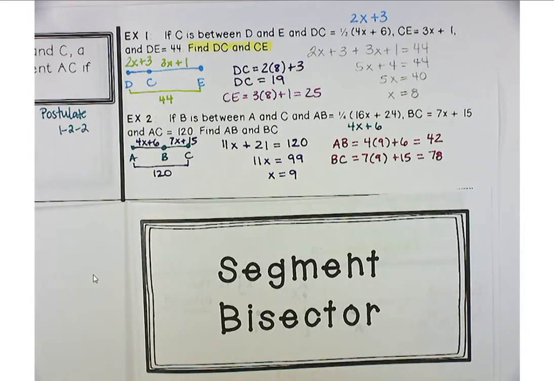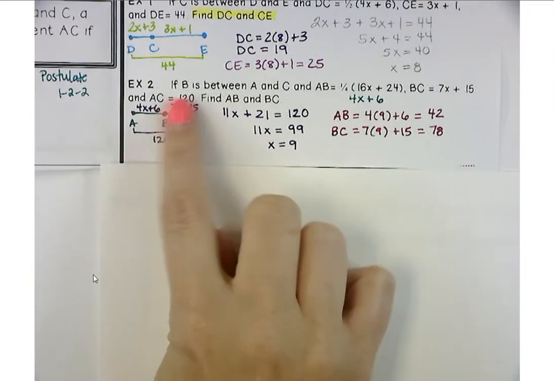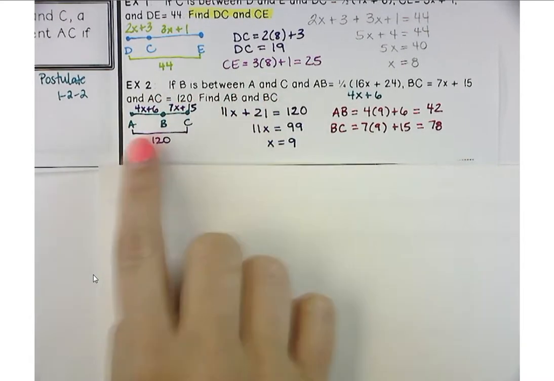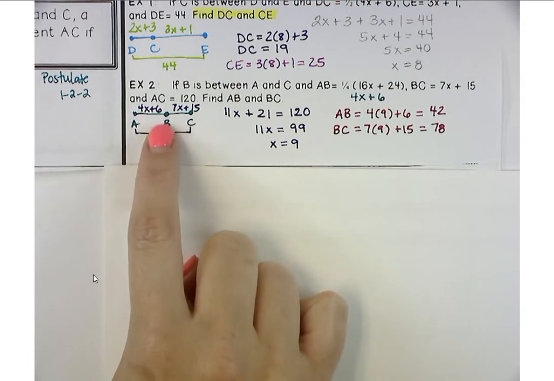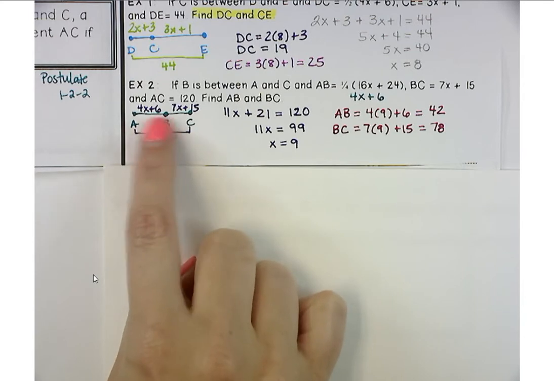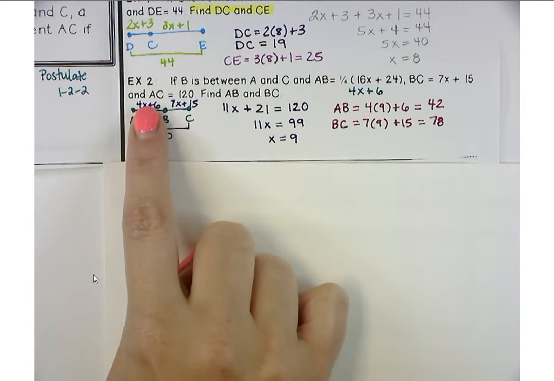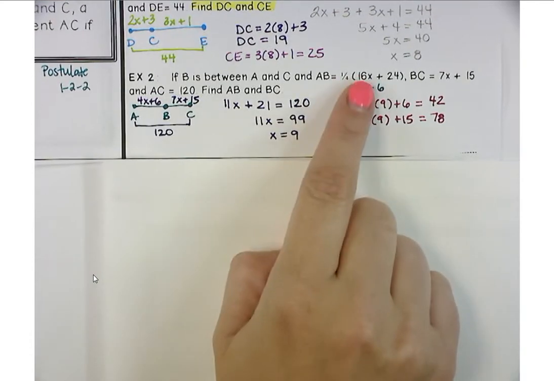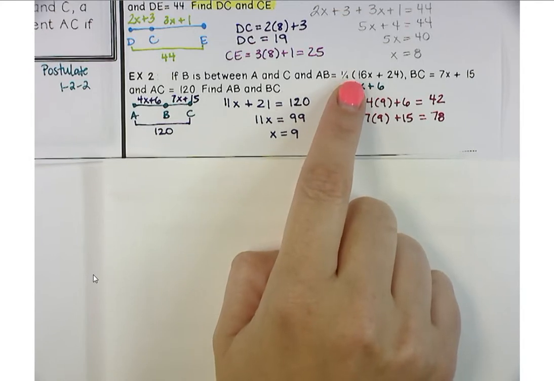So yesterday we did example 1 together, and then you needed to do example 2 at home. So it says if B is between A and C, so you should start off with your drawing. It doesn't matter where point B is on the line as long as it's between A and C. And then you can see I labeled them. Now, whenever you have parentheses and something in front, what property do you have to use to simplify?